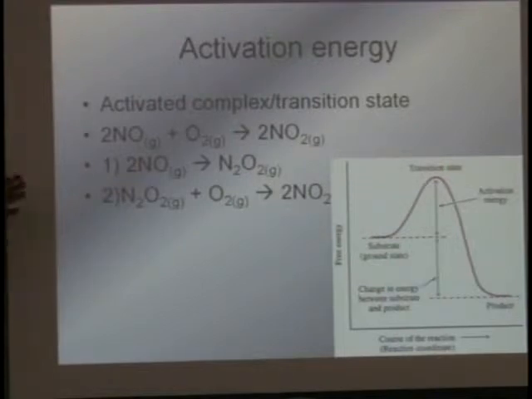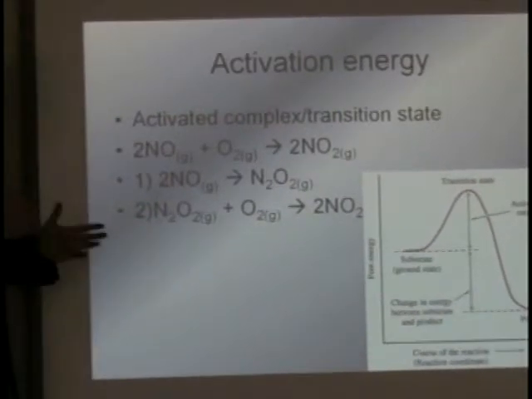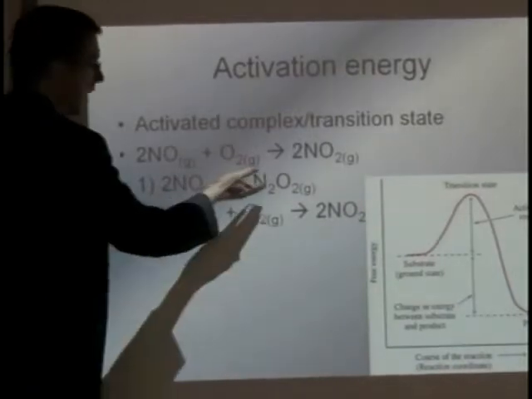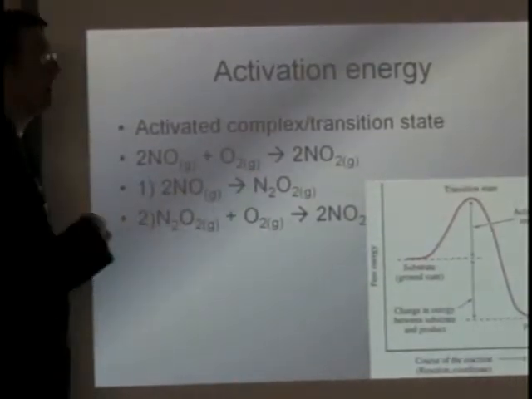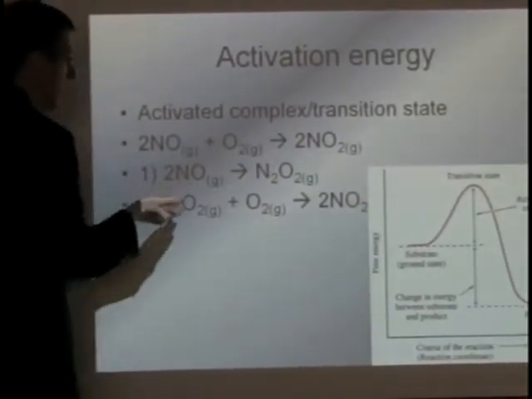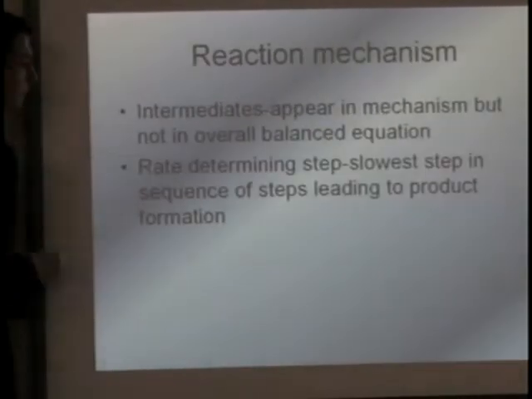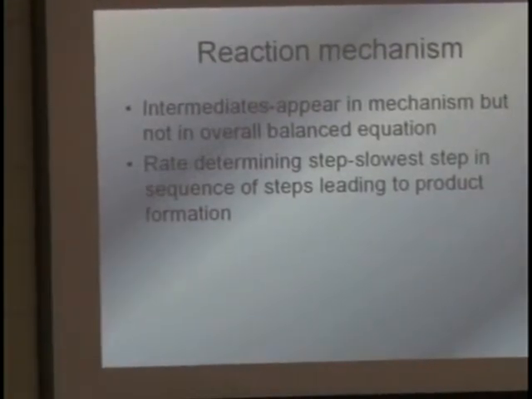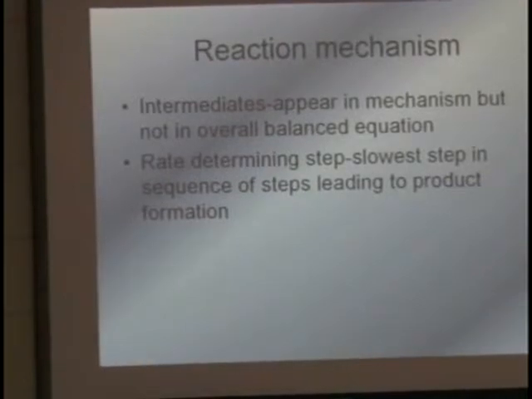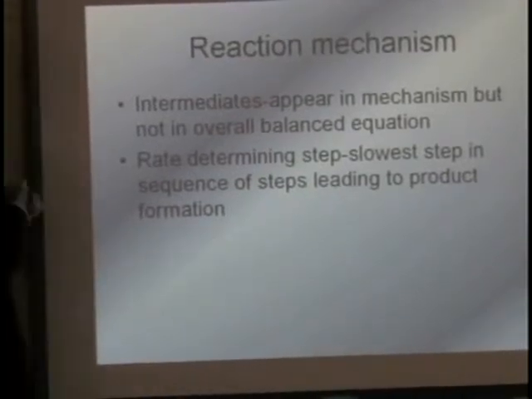So again, uncertain if you need to know whether or not this is important, we would refer to the N2O2 though as an intermediate. It's a product of the first reaction, a reactant in the second reaction. The reaction mechanism is the next thing to bring up. Reaction mechanism, intermediates, like I just mentioned, appear in the mechanism, but not in the overall balanced equation.